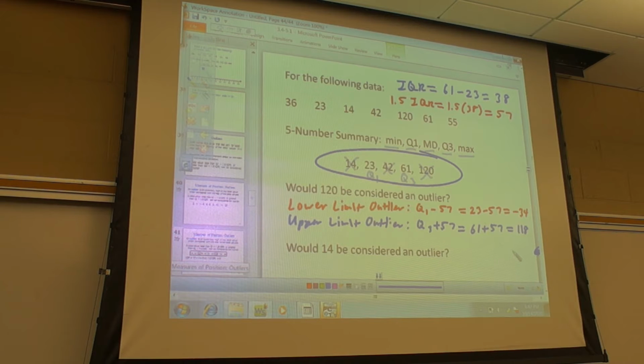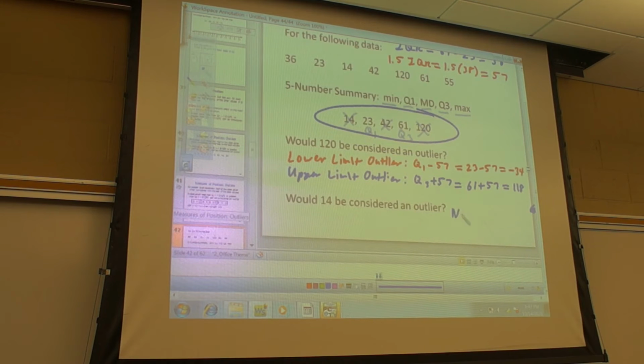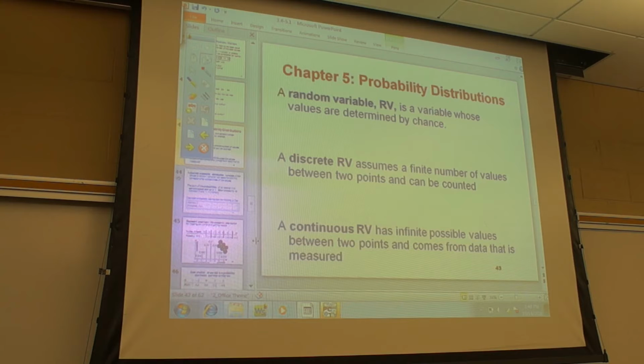Good. All right, good. So is 14 considered an outlier? No. It's within the range. Is that your only question? No, he has 120. Oh, is that 120? Yes. All right, everybody doing that part? All right, great. All right, put that one away.